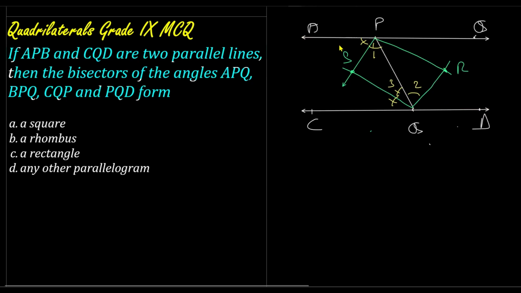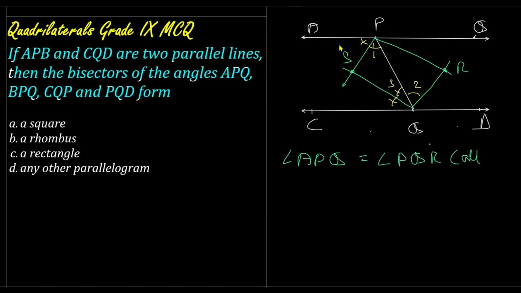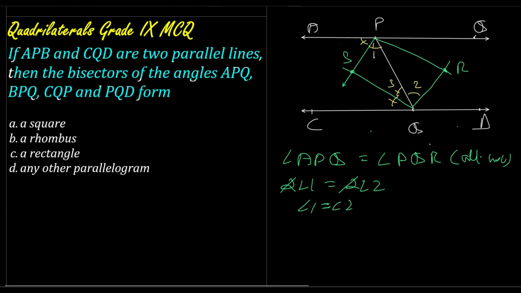I will write angle APQ is equal to angle PQD, and that's by alternate interior angles. Now APQ is what? APQ is twice angle 1 and PQD is twice angle 2. So these two get cancelled, and we got angle 1 is equal to angle 2. Now you can check from the figure what you have proved here.